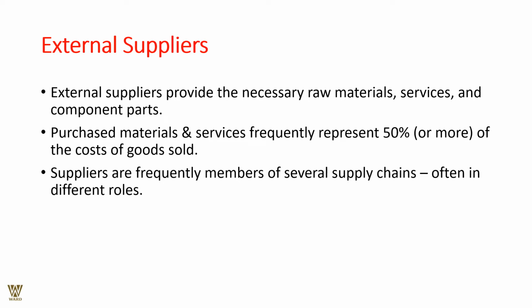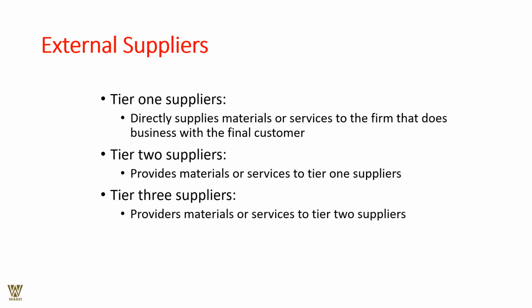Now, we need to understand this. External suppliers, let's say there might be a tier one supplier who directly deals with the material or services to the firm that does business with the final customer. So it is one plus one, and you end up in the customer's hand. But what about a tier two supplier? Now these would be suppliers who provide materials or services to the tier one supplier. So that means one plus one.